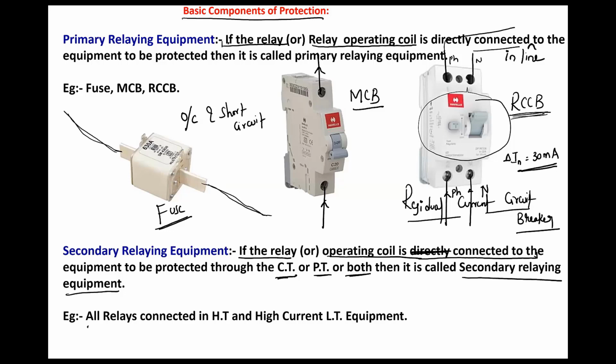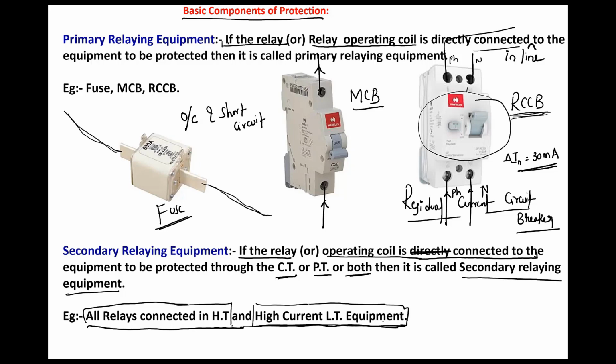So all the relays which are connected in high voltage and high current LT equipment, that means all the relays that are used in HT, and all the relays that are connected to high current LT equipment, are called secondary relaying equipment. That means the relay is not directly connected to the circuit, it is connected through CT or PT, or both.